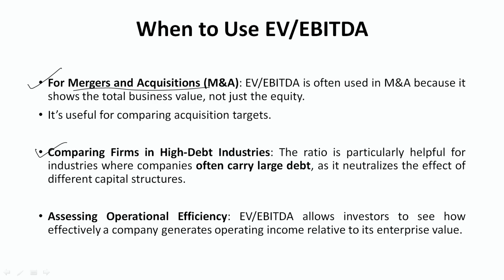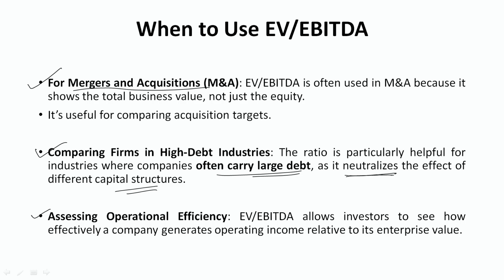So both can use this particular ratio, because companies often carry large debts, and it will neutralize the effect of different capital structures. So that's another way of manipulating the financial books. That's a good way of doing it, because high debt industries have to survive and enterprise values can be high even by taking a larger debt.